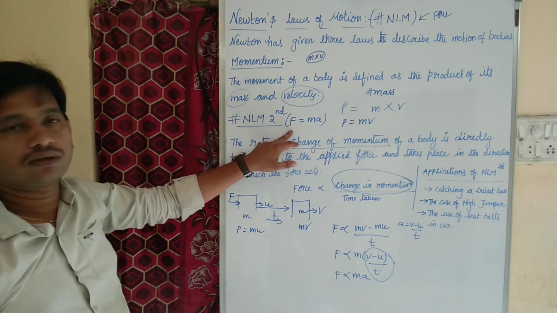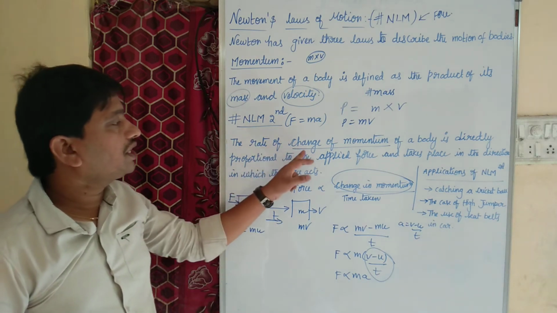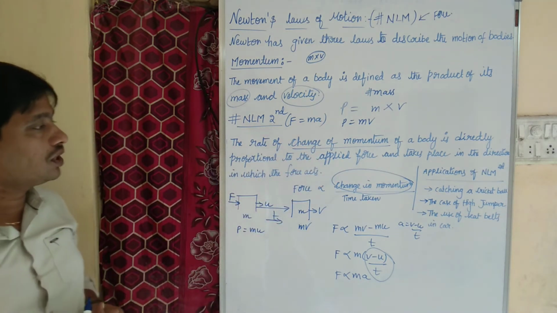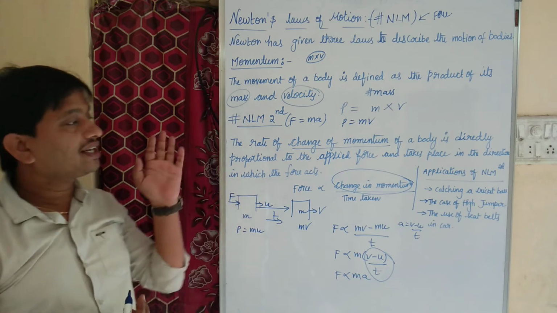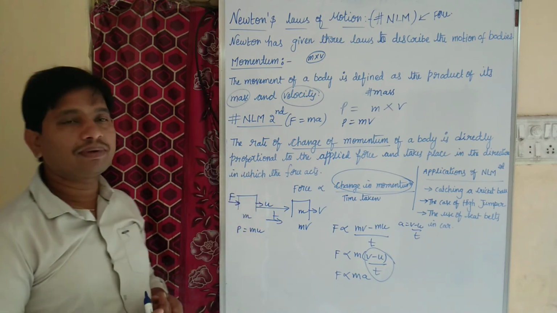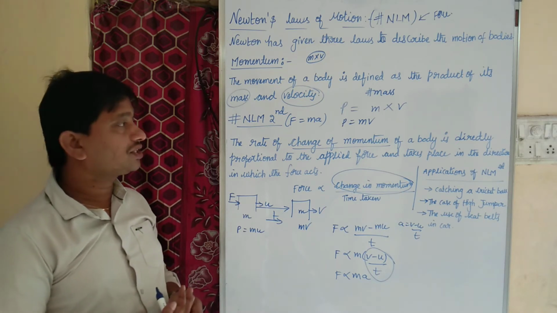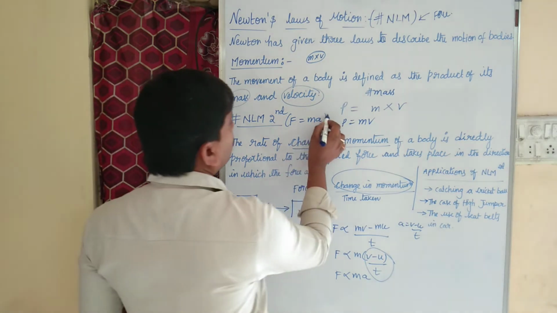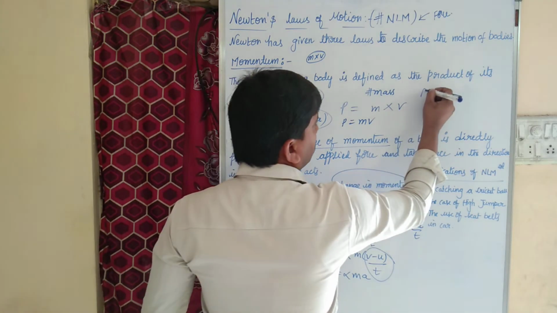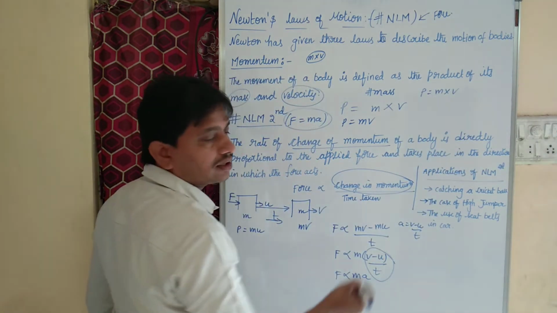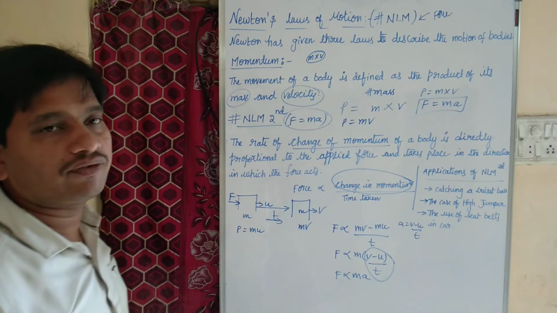So what is Newton's second law of motion? We need to say that F equals ma. Force is directly proportional to the mass and acceleration. The rate of change of momentum of a body is directly proportional to the applied force, and that force acts in the direction in which the force is applied. F equals ma is called Newton's second law of motion. So here, first one is momentum, the product of mass and velocity. Newton's second law of motion: F equals mass into acceleration, F equals ma.